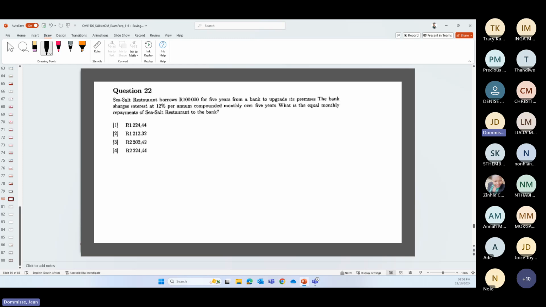So again, let's just read what is in here. Sea Salt Restaurant borrows 100,000 for 5 years from a bank to upgrade its premises. The bank charges 12% per annum compounded monthly over 5 years. What is the equal monthly repayment? Okay, so in this one, we see they borrow upfront, so the present value is minus 100,000.